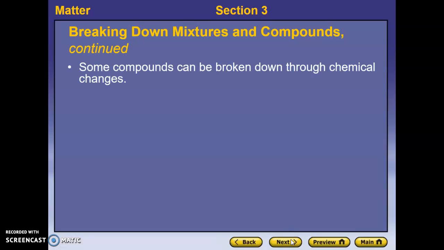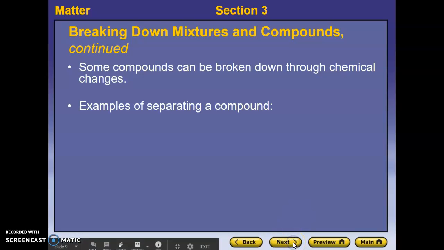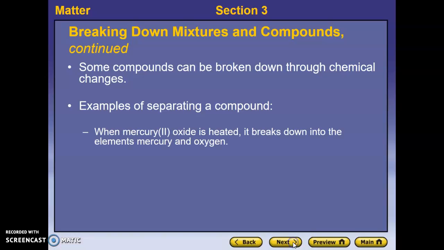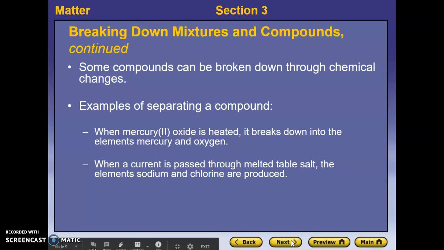But if it is not a mixture, if it is a chemical compound, then we can't separate it using those kind of methods, and we need to have other methods for doing it. Sometimes it is as simple as heating it up, because heat can cause a chemical change. Mercury(II) oxide, when it is heated, will actually start to decompose, and it will break apart into mercury and oxygen. If we pass an electric current through melted table salt, we can get the sodium and the chloride ions to separate and get sodium and chlorine back from that.